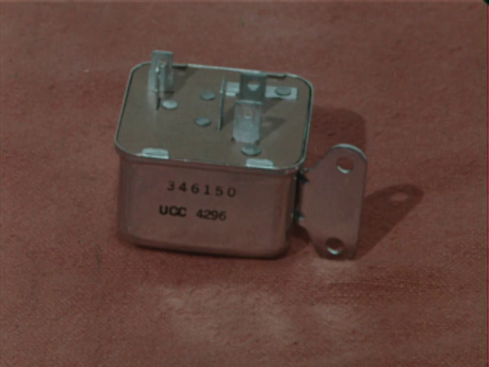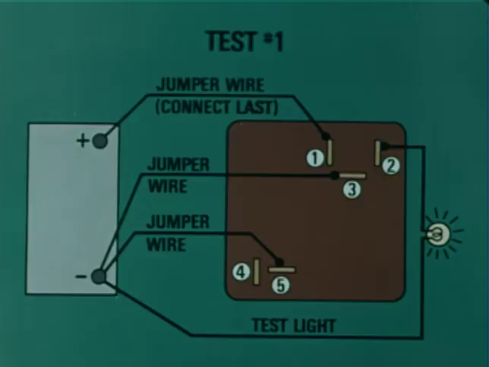A function check of the AC control module can be made on the bench using a fully charged 12-volt battery, 4 jumper leads, and a test light. To test the module on the bench, first connect jumper wires from the battery negative terminal to the terminals marked 3 and 5 on the diagram. Next, connect a test light from the battery negative terminal to the terminal marked number 2. Now connect a jumper wire from the positive battery terminal to the number 1 module terminal. After a time delay of about 2 to 5 seconds, the test light should glow, indicating correct module operation at this point.